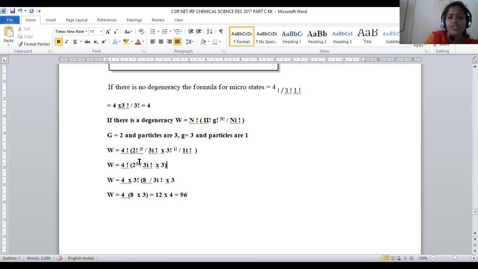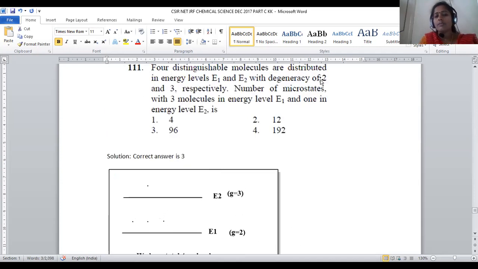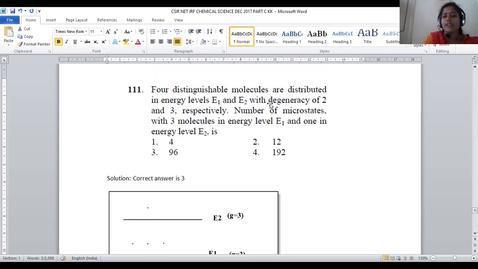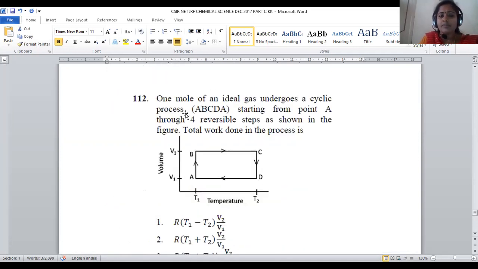When we take 2 to the power 3, the value will be 8. Here, 4 factorial can be written as 4 into 3 factorial, and the 3 factorial in the denominator gets compensated. Now the value will be 4 into 8 into 3, which is 12 into 8, which is nothing but 96. The total possible microstates for 4 distinguishable molecules will be 96. For question number 111, option number 3 will be the right answer. Let us move on to question number 112.